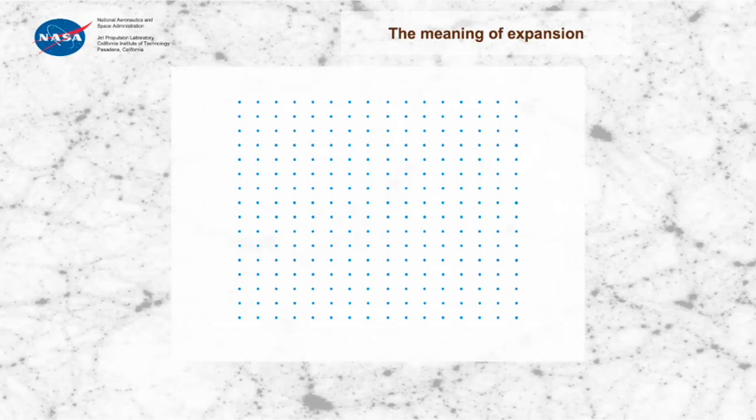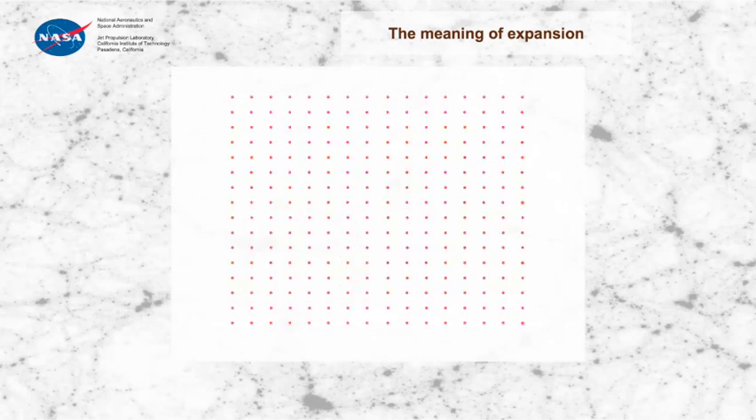Imagine you take a piece of paper and you put a nice grid of dots on it, right? And then imagine you stretch the paper out in different directions. Maybe you've stretched it and you've got this new red grid of points. You can see, I've just taken the paper and expanded it in every direction.